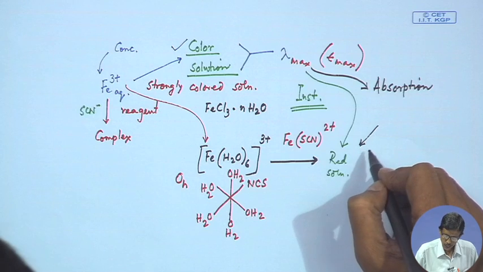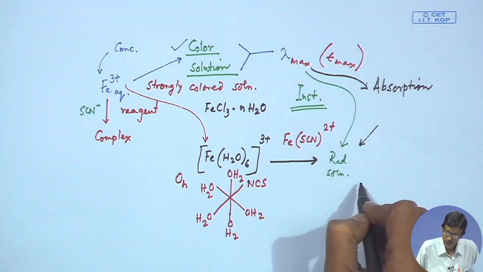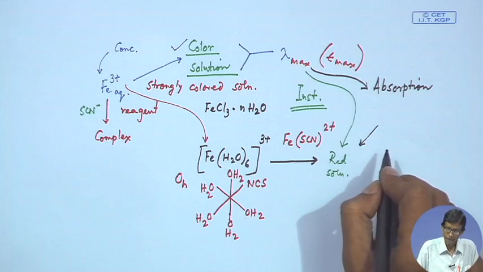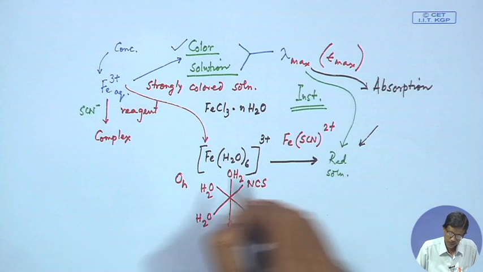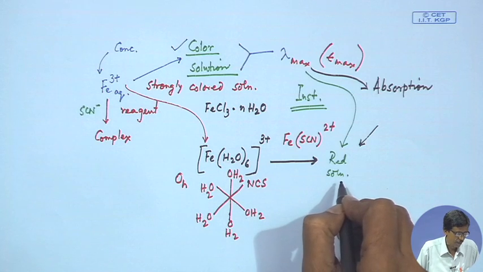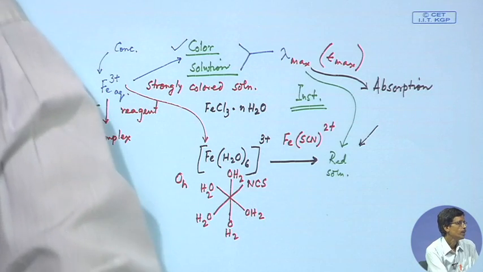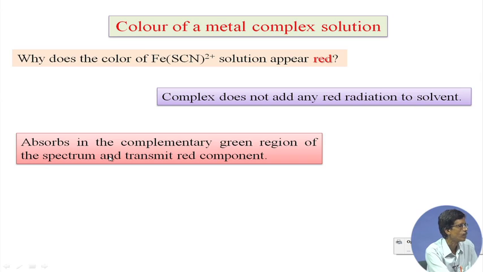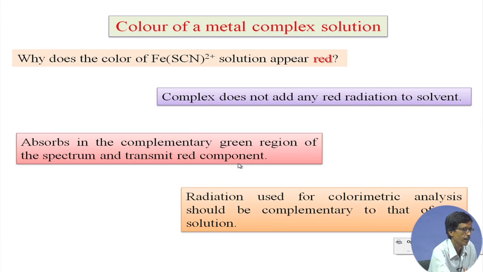If I ask you what should be the lambda value for the red solution, you have to think for a while. The red solution for this iron thiocyanate complex has a characteristic lambda max value due to the green region of the spectrum. When it absorbs in the green region, it transmits the red component, that is why your solution is red in color. So, we should now know what the lambda max value is for this green region of the electronic spectrum.